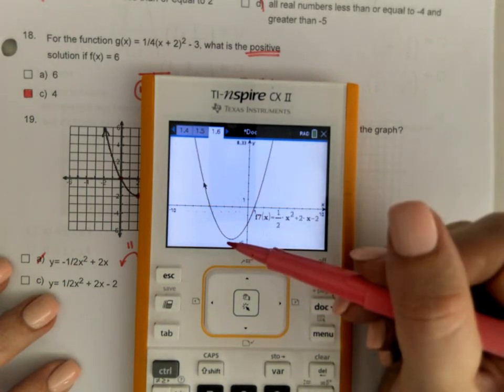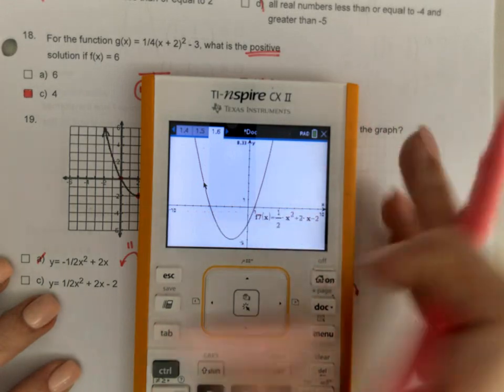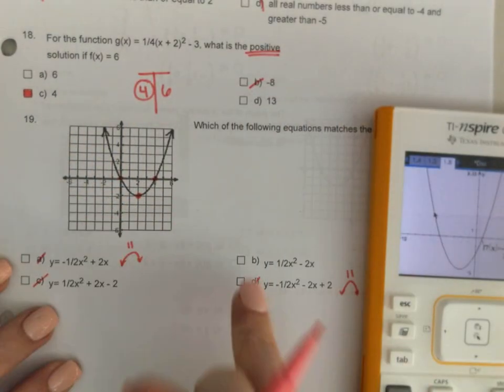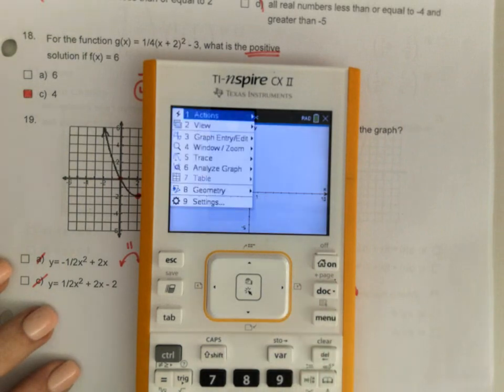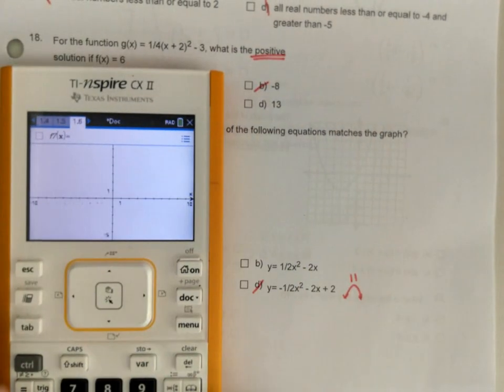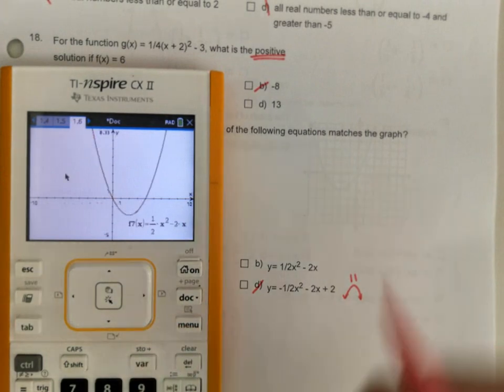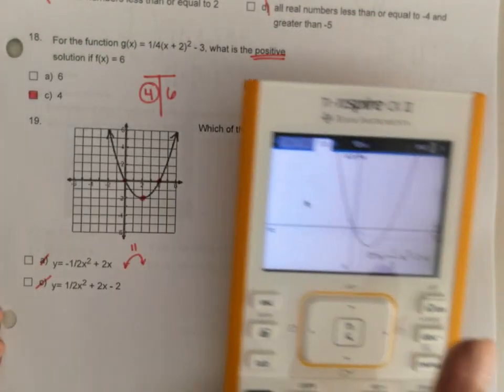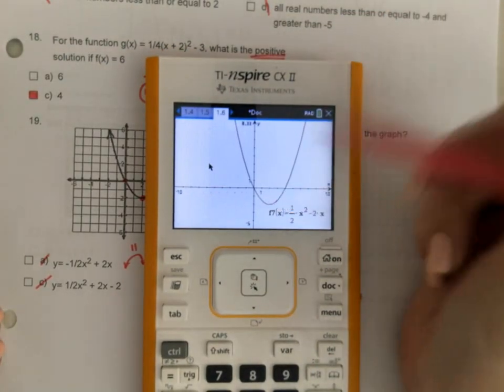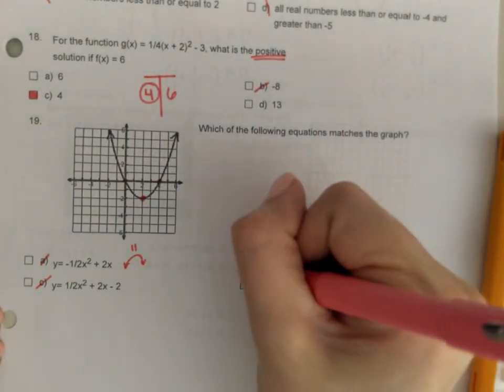So it does open up, but that vertex is not in the right spot, and neither are my zeros. So let's hope B matches. Menu 3, 1. 1 divided by 2, x squared minus 2x. Okay, 0 and 1, 2, 3, 4. It has the right zeros. And 2, negative 2 has the right vertex.